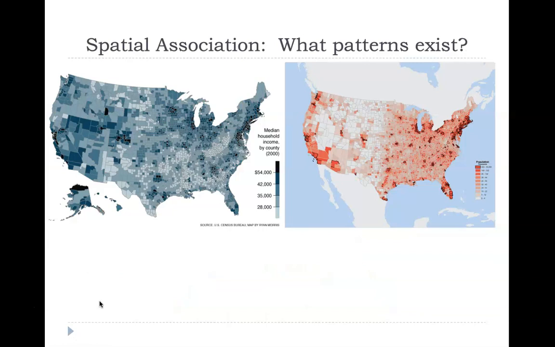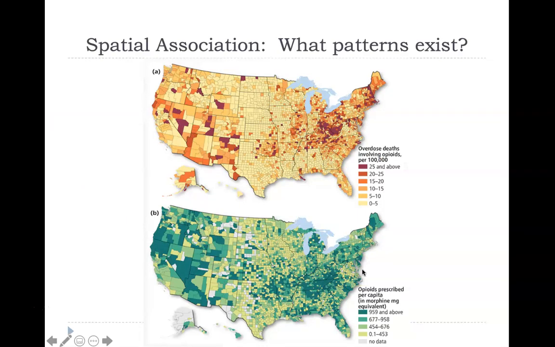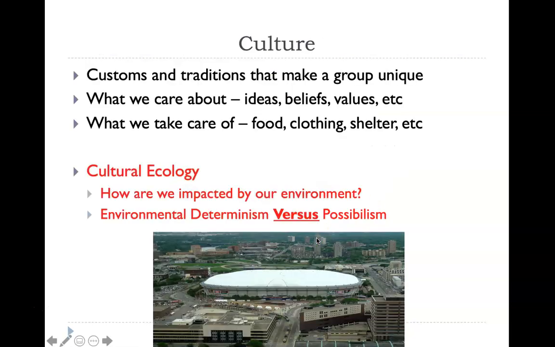Spatial associations, right? So we look at patterns. We can look at it in terms of median income. We can look at it in terms of population. Again, we look at patterns and we look at density. Where is the population? We can look at this in terms of the opioid crisis, and go from there. Your book gets into that a little bit.